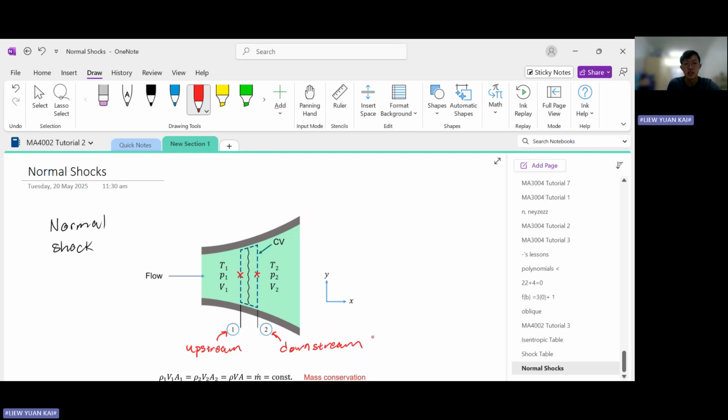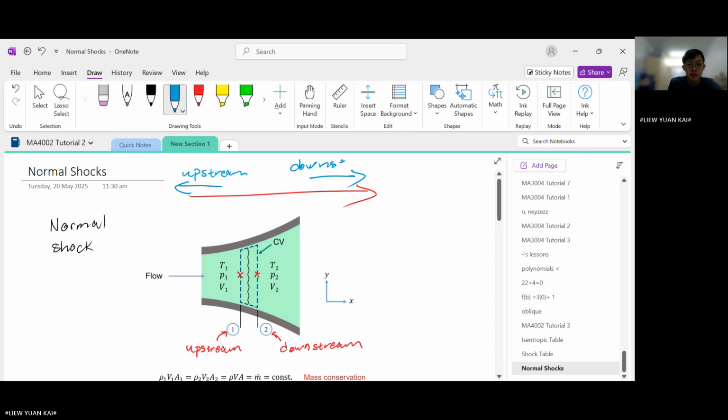Upstream means, if this is the flow direction, this way, to the left, and downstream means along the flow direction. So point 1 refers to the point just upstream of the shock, and point 2 refers to the point just downstream of the shock.